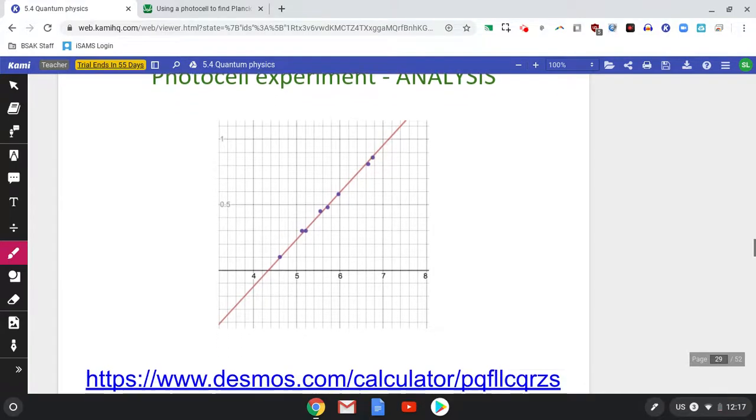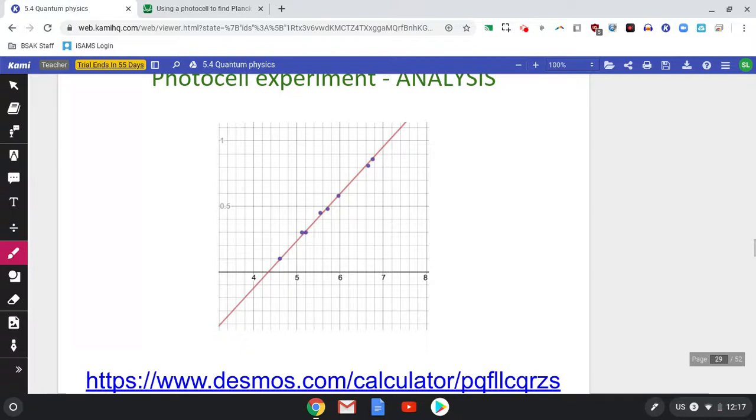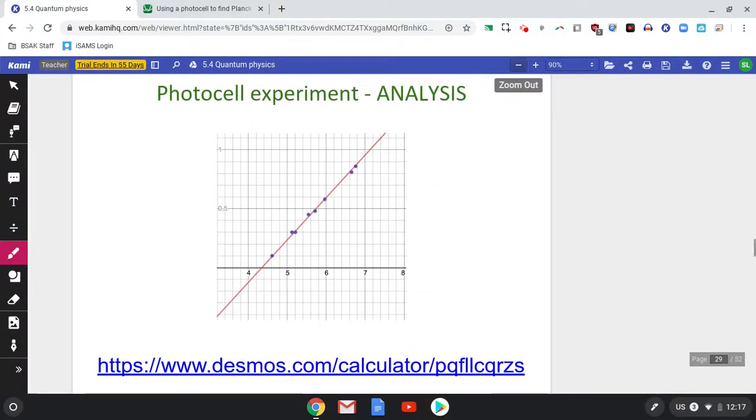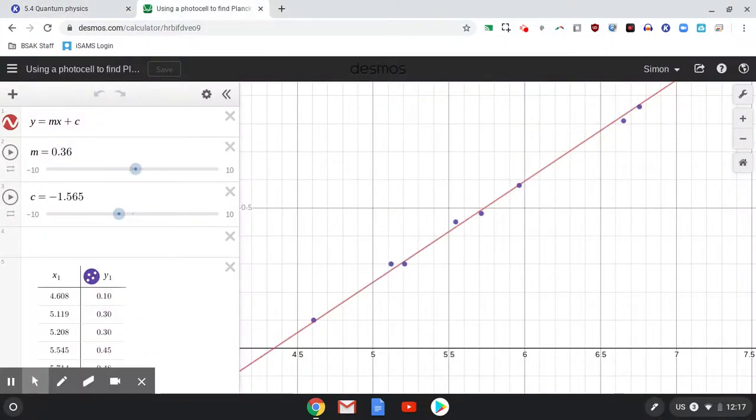So we've got the graph. This is my graph. The first thing, when we're plotting a line of best fit, in this case a straight line, so it's y equals mx plus c, is that it's really important to zoom in as much as possible, because it makes it much easier to see where that straight line should go. I might be stating the obvious here, but it has to be through the middle of the points.